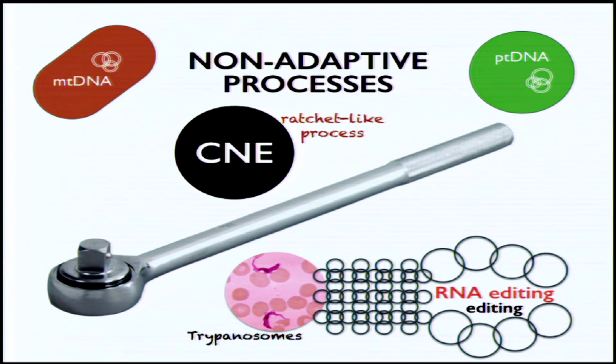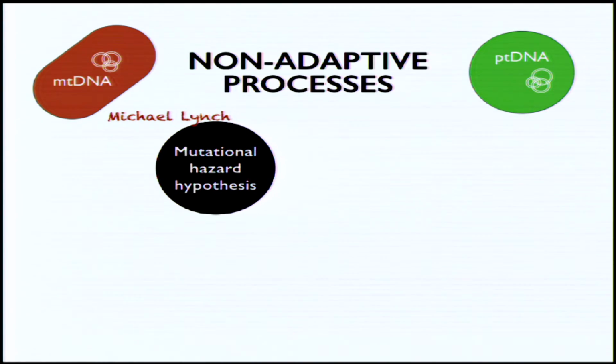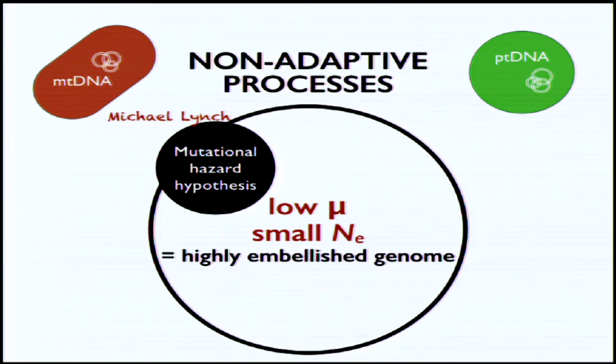But we're still left trying to understand why mitochondria may be more prone to these mutational ratchets than plastids, right? So Michael Lynch put forward a universal non-adaptive hypothesis to explain genome architecture and evolution across the tree of life, and he focused a lot on organelle genome evolution, arguing that genome embellishments, things like introns and RNA editing sites and repeats, have a greater tendency to accumulate in lineages with very low mutation rates and small effective population sizes with lots of random genetic drift.